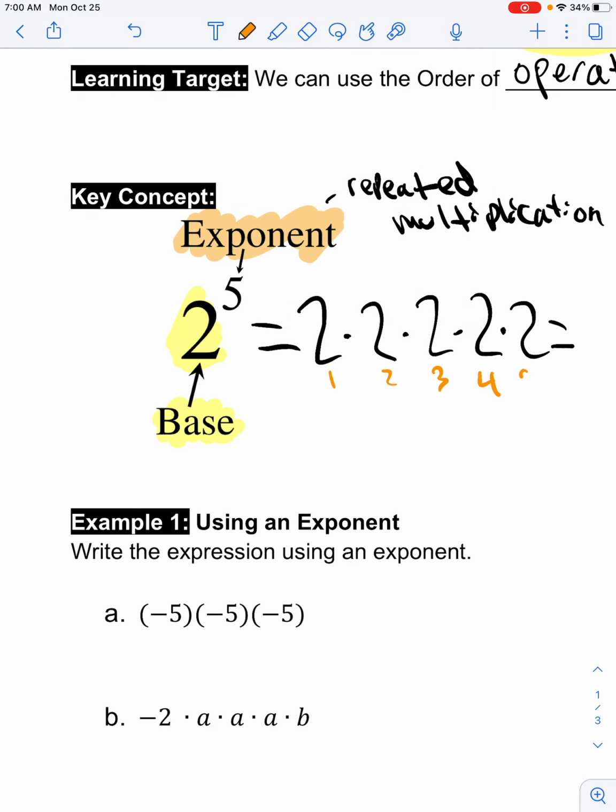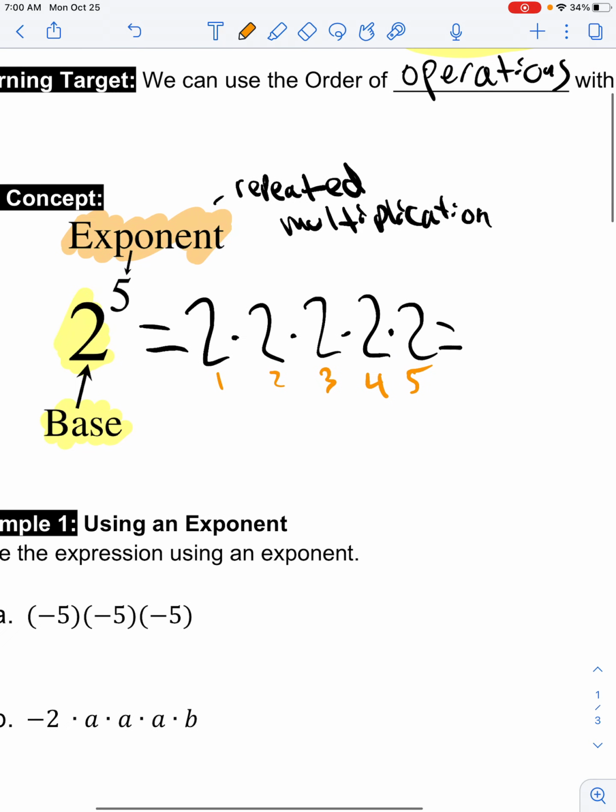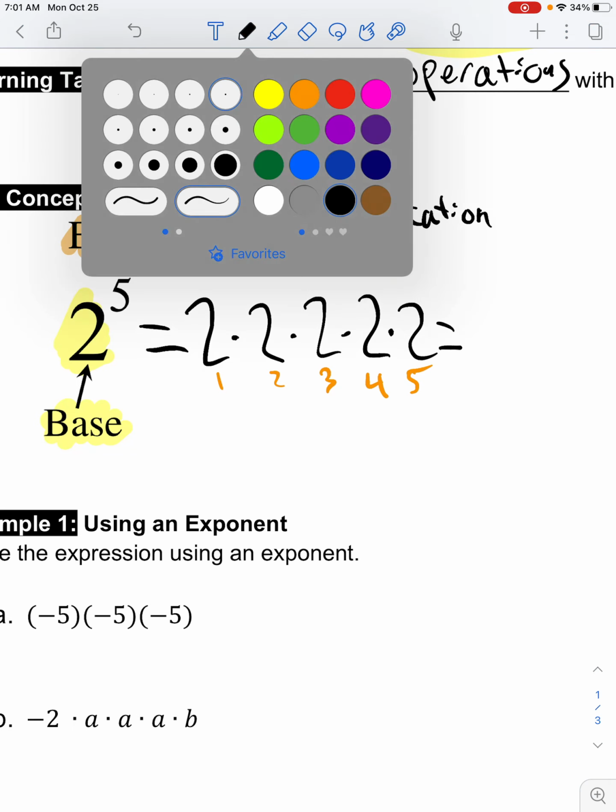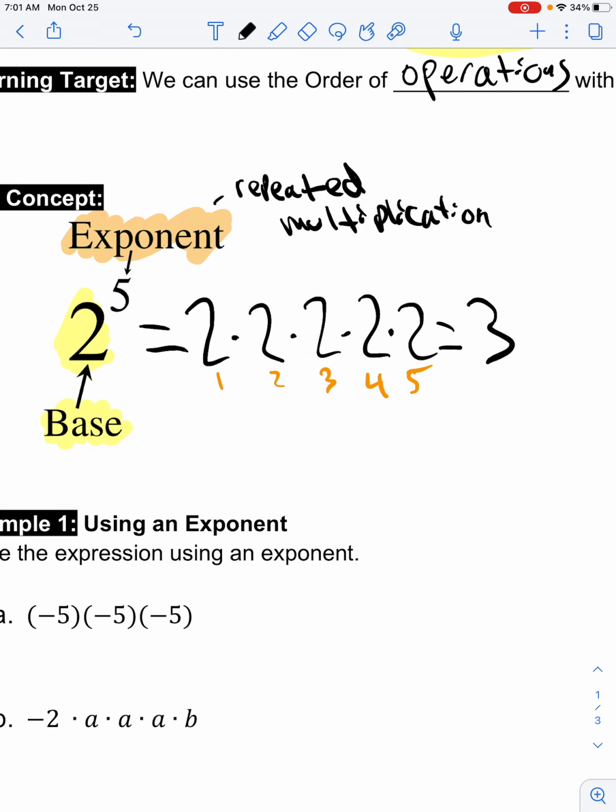So again, if I'm thinking about it, I have 1, 2, 3, 4, 5. So I have to repeat my base number. I have to multiply it by how big my exponent is. So 2 times 2 times 2 times 2 times 2, 4, 8, 16. This is going to equal 32. 2 to the 5th power is 32.